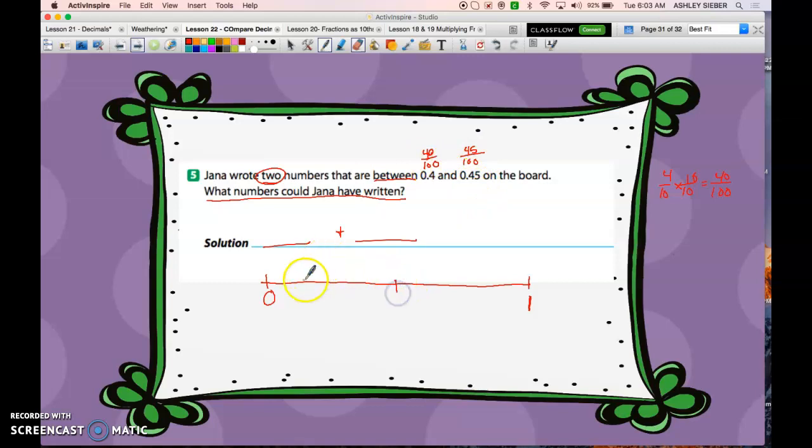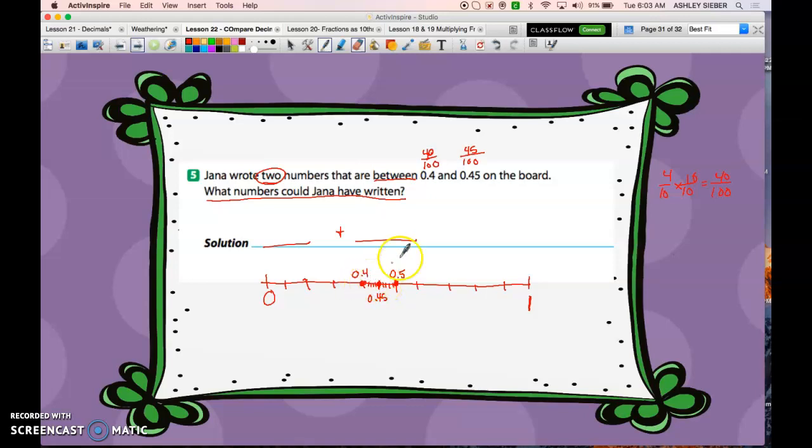So if I separate this into ten parts, I know that this is 10 hundredths, 20 hundredths, 30 hundredths. This is 40 hundredths. So this is 4 tenths. And this is 50 hundredths. This is 5 tenths. Well, I've got to figure out if this in the middle is 45 hundredths. 1, 2, 3, 4. 1, 2, 3, 4. All of these numbers between these 2 numbers could be here.